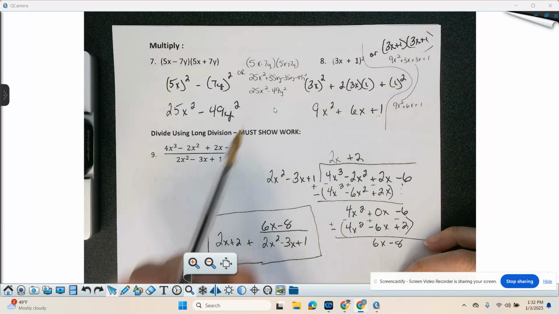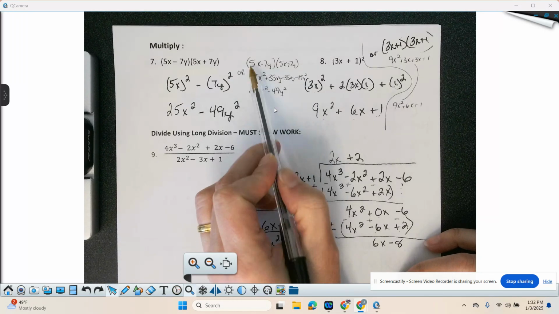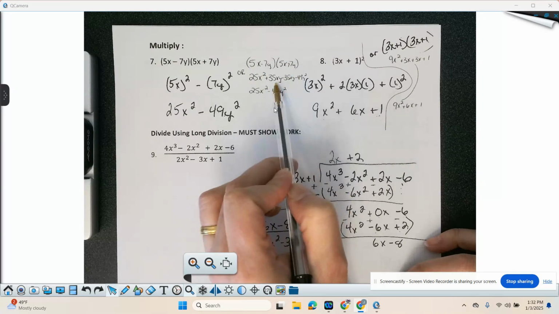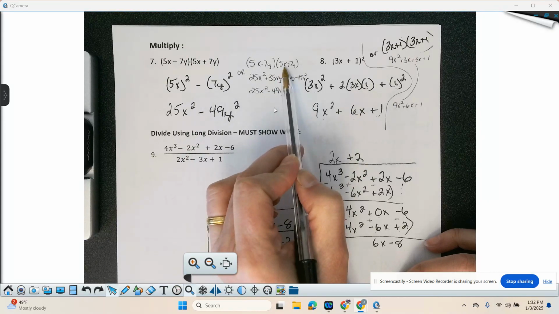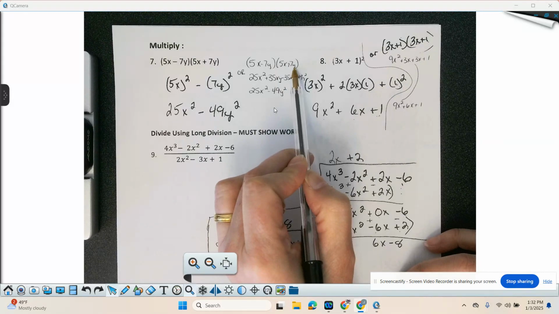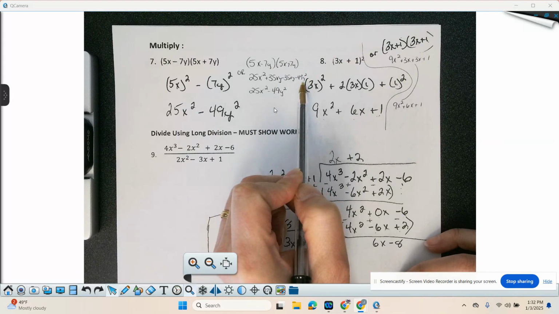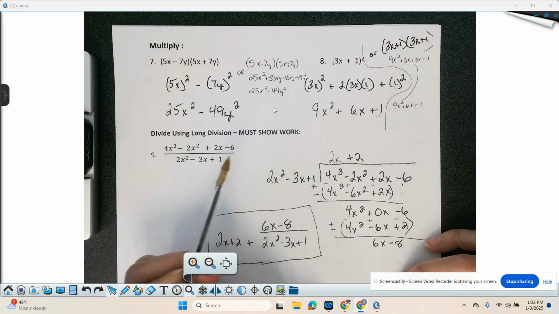Just multiply. 5x times 5x and get 25x squared. 5x times 7y and get 35xy. Negative 7y times 5x, negative 35xy, and a negative 7y times a positive 7y is a negative 49y squared. These two cancel, and you're left with the same answer we got. Same argument could be made over here.